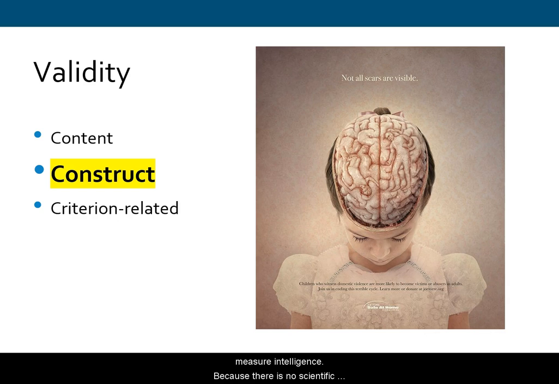Because there is no scientific evidence showing that the size of a human brain is related to intelligence, therefore, the size of the brain does not have construct validity when measuring intelligence. In fact, female brains are, on average, smaller than male brains, but both genders have the same intelligence on average.